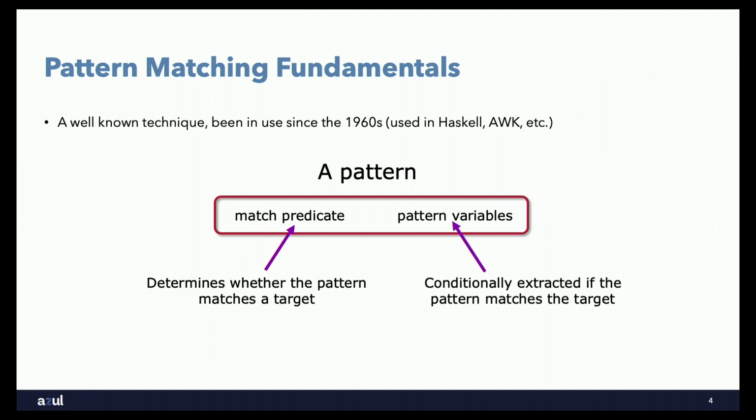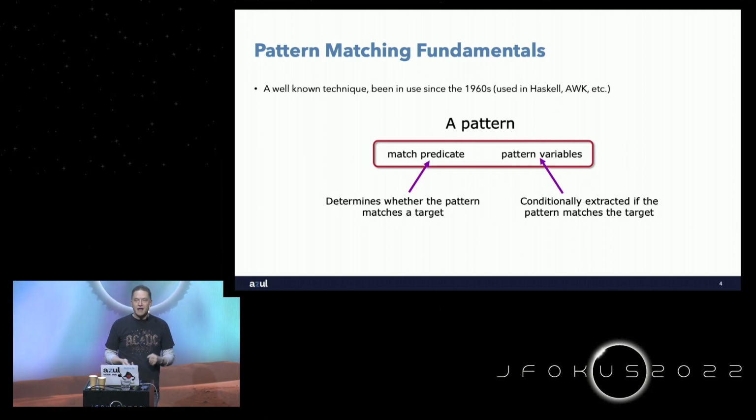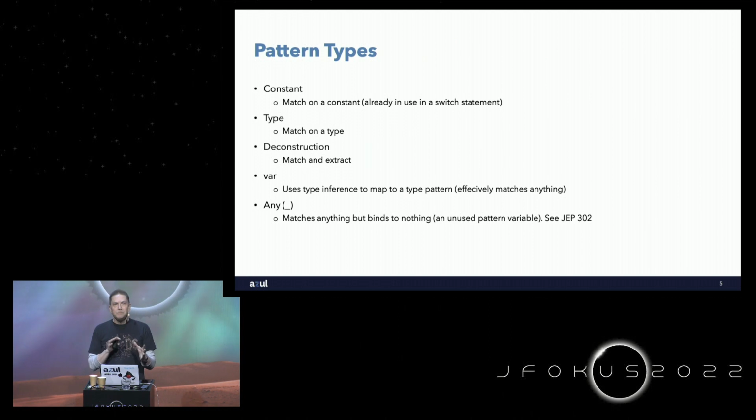In terms of using that, if the test on the left-hand side, the pattern predicate or match predicate that we're looking for, matches, then we will conditionally extract something based on the pattern on the left-hand side and use that as a target that we can use in the rest of our code. So that's the rather formal definition of what we're dealing with, but we'll see how that works as we go through. Now, there are a number of different pattern types.